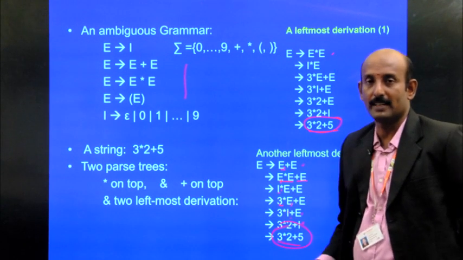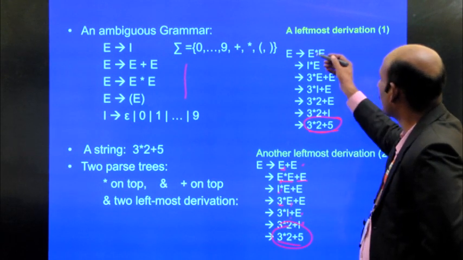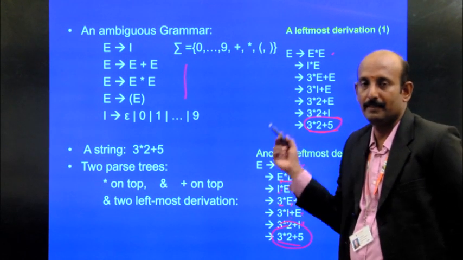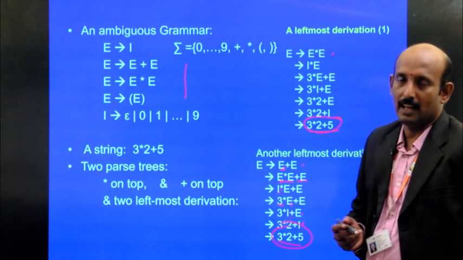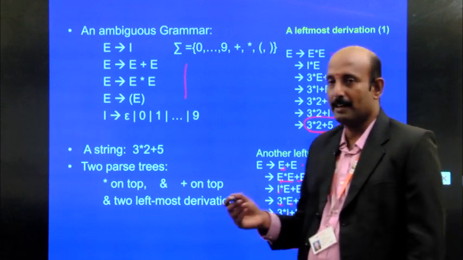Otherwise, we can also go for rightmost derivations. Instead of that, we can replace the rightmost non-terminal, and then we may arrive like this. Then the grammar is said to be an ambiguous grammar. So the grammar is ambiguous or unambiguous.